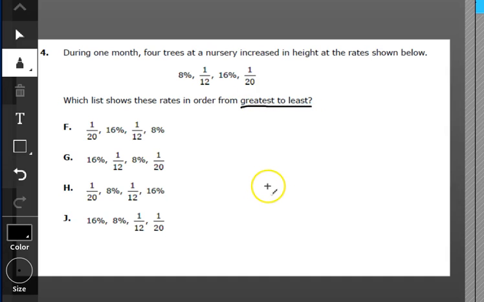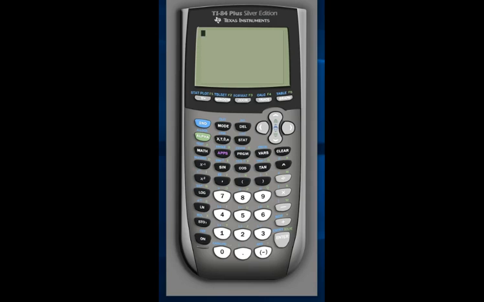So I like to change these to decimals. And so the first thing I'm going to notice is that 8% would be written as 0.08 as a decimal, 2 decimal places left. We're going to take care of the 1/12 in just a minute on our calculator. The 16% would be a 0.16, again 2 decimal places left. And the 1/20th we're also going to take on our calculator. Again, 1/12 and 1/20. Let's go over to the calculator.